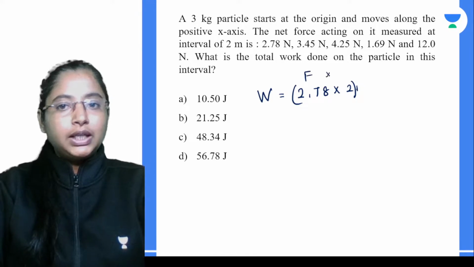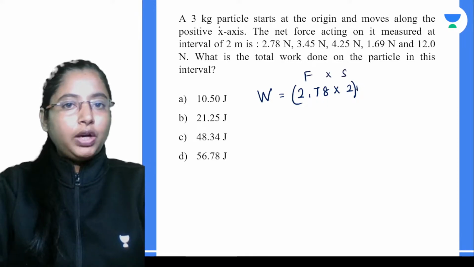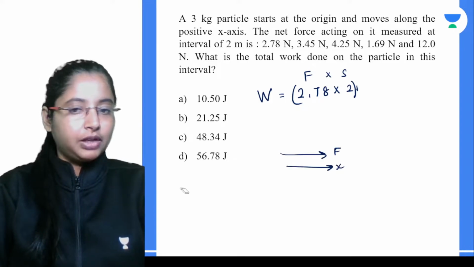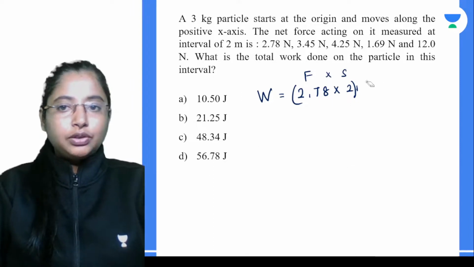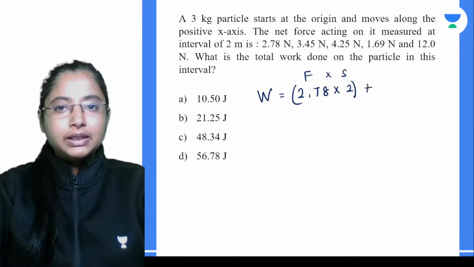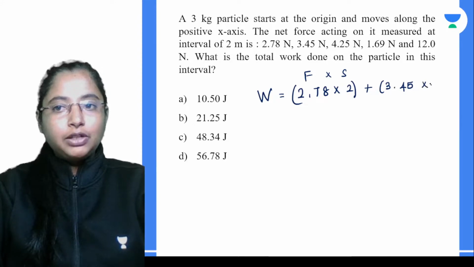This is force times displacement, and we know it is moving along the x-axis. So for the force applied, it is moving along the x-axis, so the angle component over here tends to become 0. Okay, so this is force times displacement. Similarly, plus the next one, 3.45 is the force applied, and the displacement is again 2 meters.